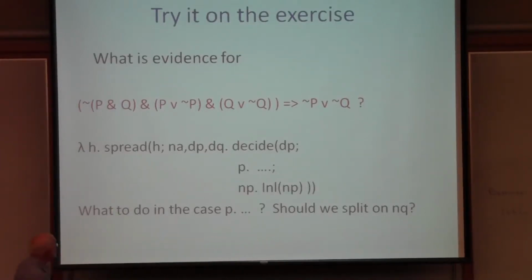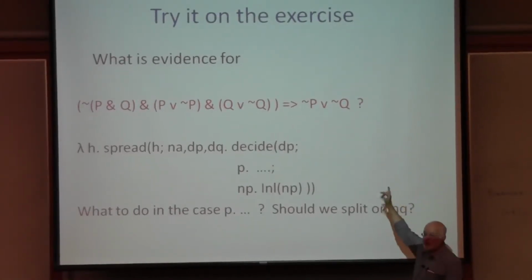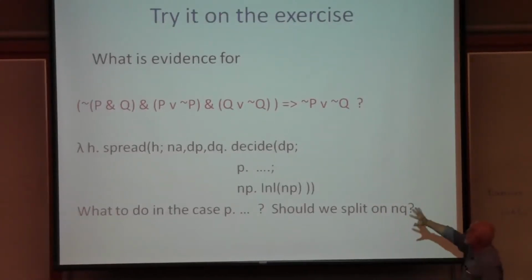You've broken it up into those. And now what do you have to do? You're going to have to produce something that will give you a realizer there. It's going to have to give you an in left or an in right. It's going to have to decide whether it's not P or not Q.